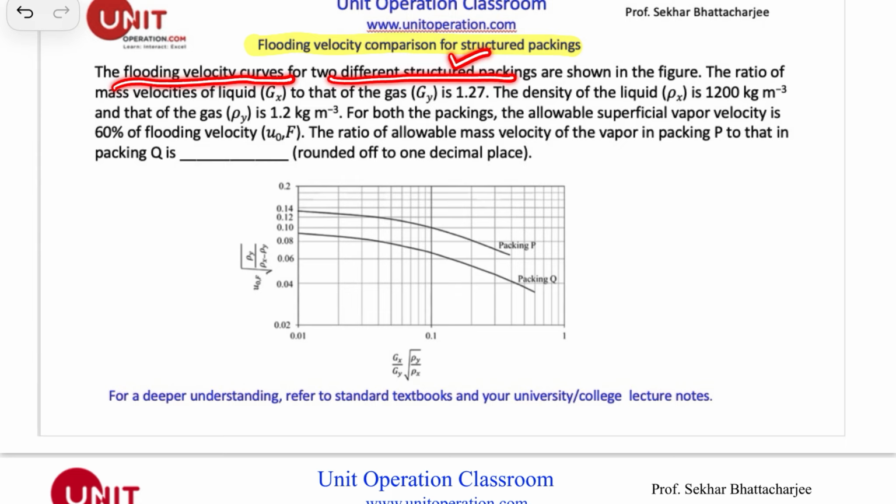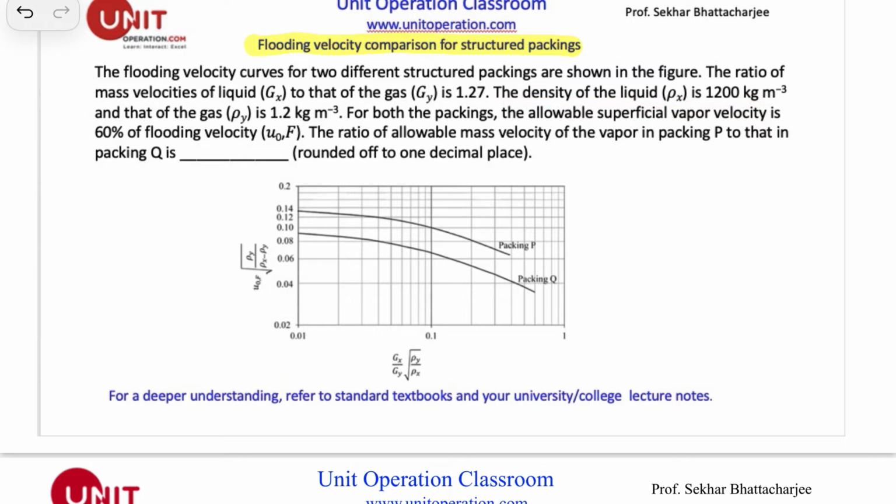We'll try to have a schematic diagram of what a structured packing is, as shown in this figure. So this is the figure which is given. The ratio of the mass velocities of the liquid and the gas are given. So basically, Gx over Gy is equal to 1.27. We'll see what is really meant by mass velocity. The density of the liquid and the gas are also given.